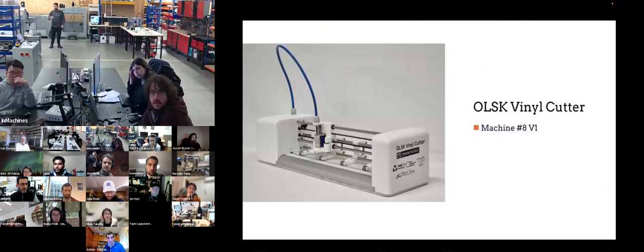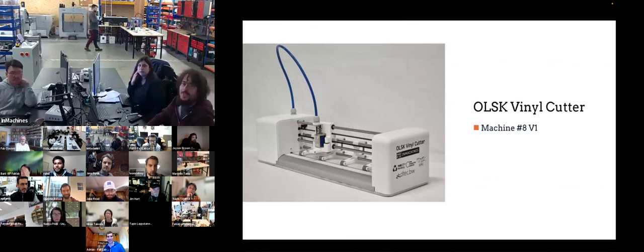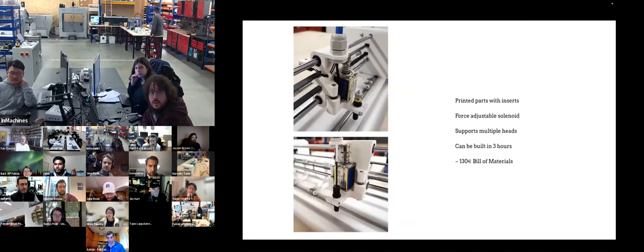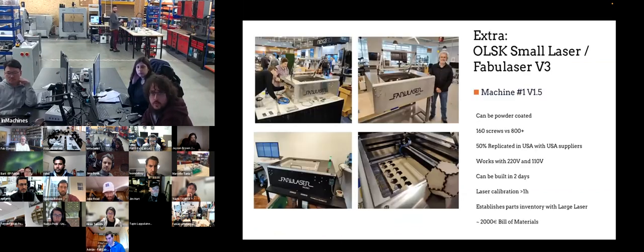So we also made an open source vinyl cutter. This is a very small machine. Bill of material is around 120 to 130 euros, and it's a portable one. It's based mainly on 3D printing, using inserts in the 3D print, and a solenoid in the head to work with the files. You can regulate the power by changing the current on the solenoid, and you can also change the heads because you can put a pen or a knife or some other tools.